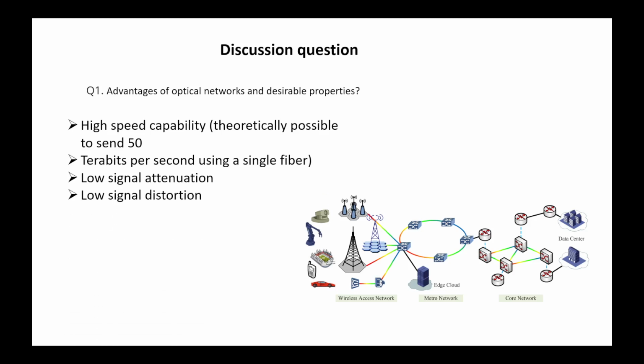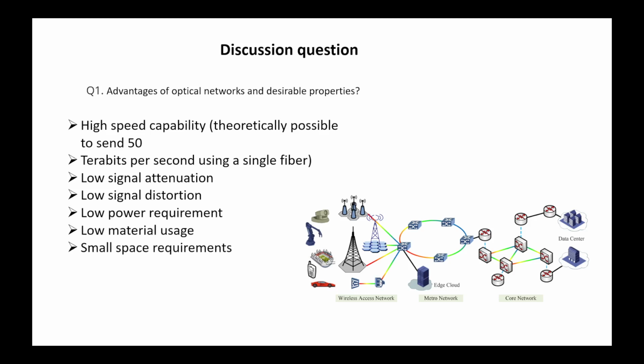Low signal distortion; the noise will be very low in that case. Low power requirement: it will operate under low power, like a 1 volt, 2 volt, or 3 volt power supply. Low material use and small space requirement. If you use a conventional cable or poles and copper system, they require more space. Low cost. So these are the advantages of the optical network over the conventional network system.